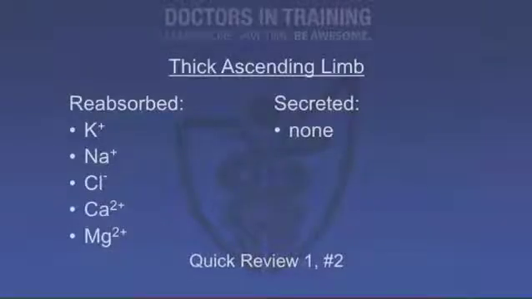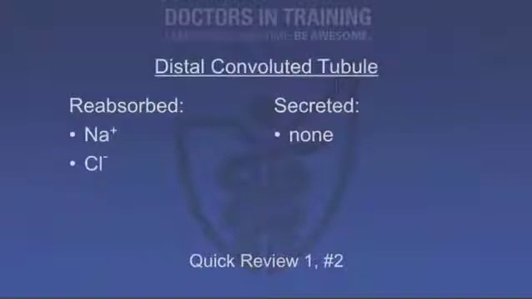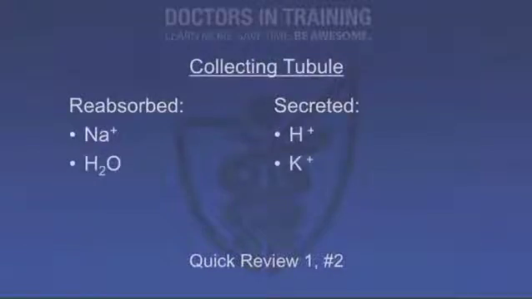In your thick ascending limb, what's reabsorbed, again, is potassium and sodium, and then chloride here is also reabsorbed. Remember, you have that sodium-potassium-chloride co-transporter. Also, calcium and magnesium are reabsorbed through the paracellular space. In your distal convoluted tubule, what's reabsorbed is sodium and chloride. And in your collecting tubule, you have sodium reabsorption, and now you have water reabsorption again. And what's secreted is hydrogen and potassium. So it makes sense that your potassium-sparing diuretics would work in this area.